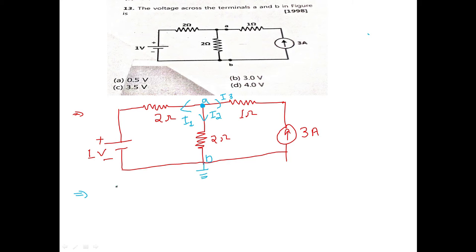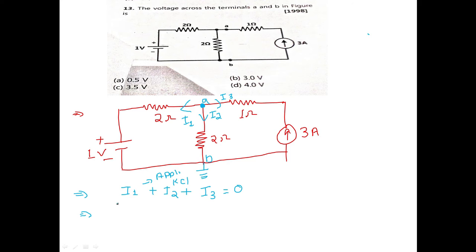By applying KCL over here, I1 plus I2 plus I3 is equal to 0. These I1, I2, I3 are currents. Because these are outgoing currents, we have taken the summation of outgoing currents. So I1 plus I2 plus I3 is equal to 0. Now we will calculate I1.